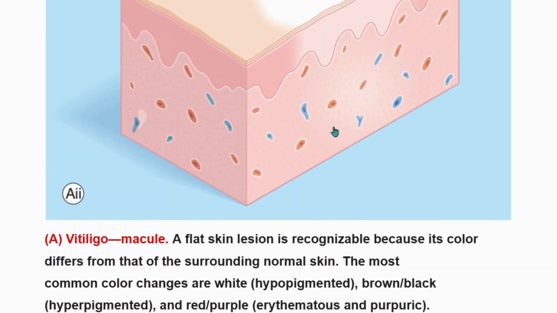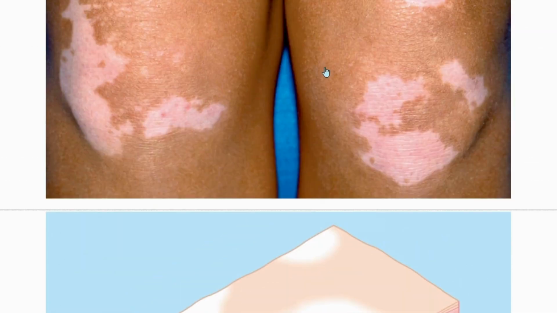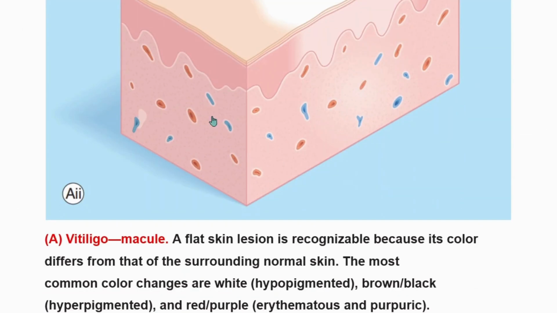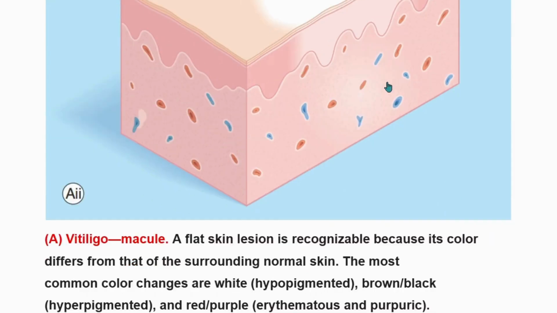As we can see here, we can see the macule of vitiligo in this diagram, and we can see also the plaque of vitiligo, the macule of vitiligo in this photo.